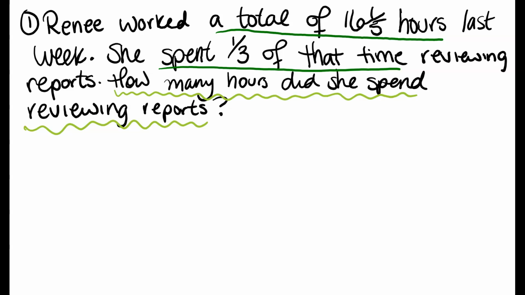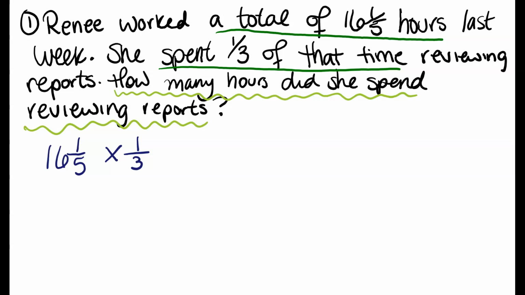This question is a multiplication problem. So I'm going to take my total time of 16 1/5 hours. I'm going to multiply that by 1/3 to find out how many hours she actually spent while working. We know she spent 1/3 of 16 1/5, but what does that mean?